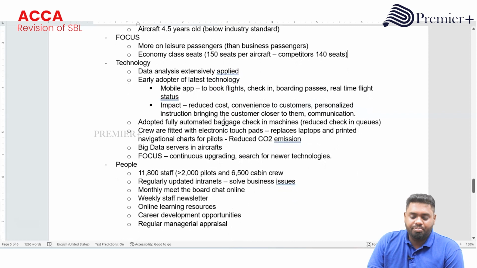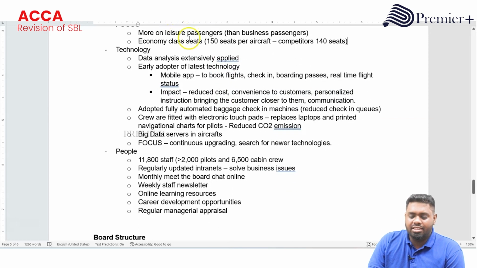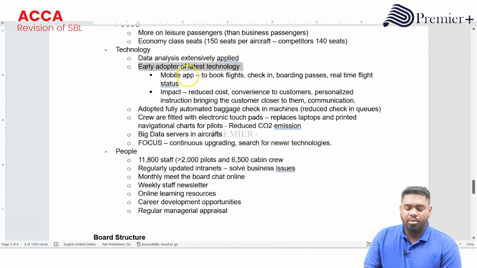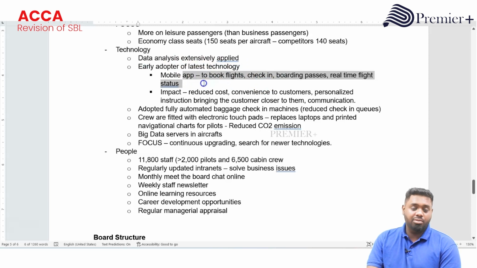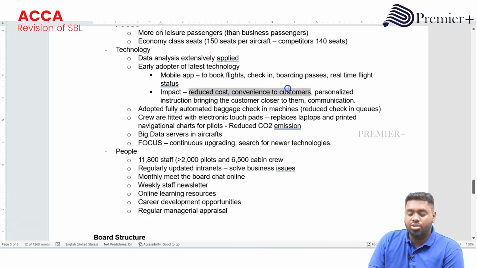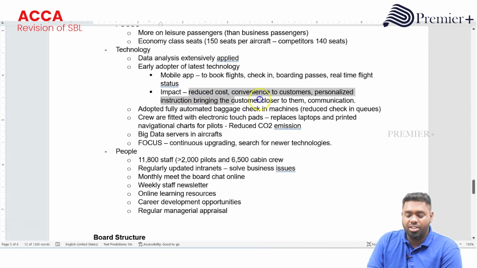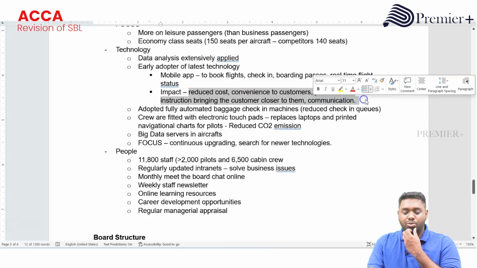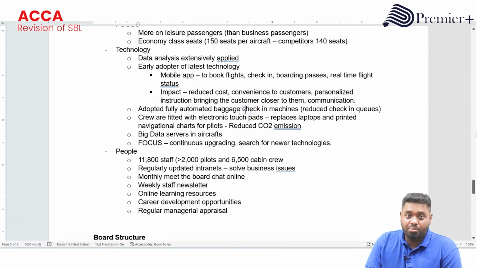Next, technology. Data analysis is extensively applied, and they are an early adopter of the latest technology. The mobile app can be used to book flights, check in, get mobile passes and real-time flight status, and the impact is reduced cost, convenience to customers, personalized instruction, bringing the customer close to them and communicating. So this is the impact of adopting new technologies.